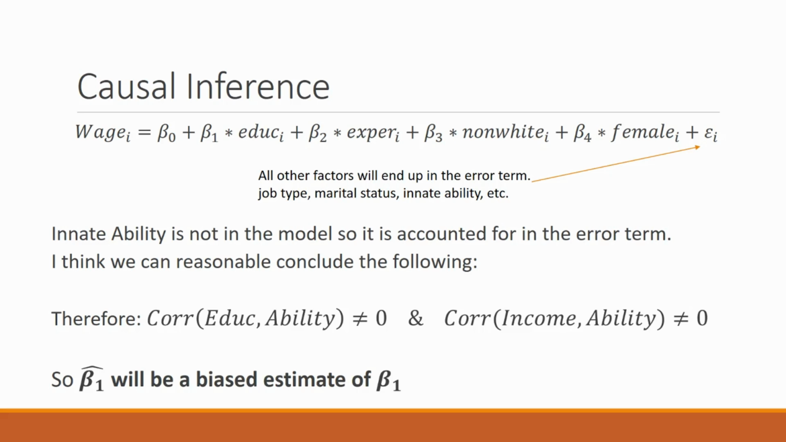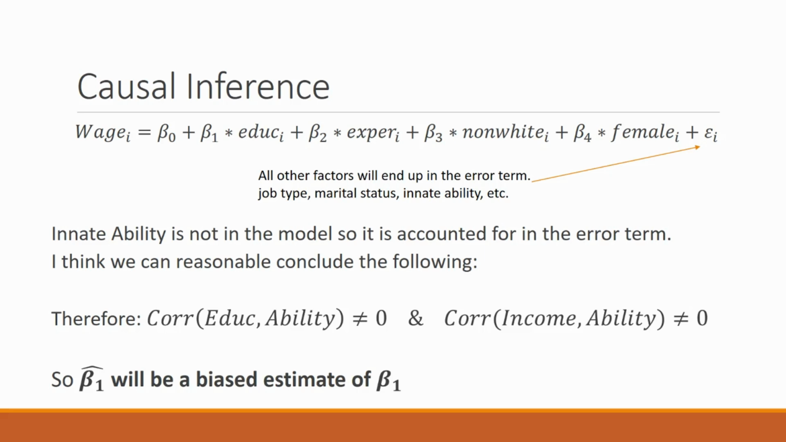All right, we mentioned one of them is innate ability. So let's think about that one. So we think that ability, intelligence, charisma, things like that. So innate ability is not in the model. So it's accounted for in the error term. Now the question is, does the fact that ability is in the error term, is that going to cause an omitted variable bias? Ability is an omitted variable. Will that cause bias? Is that going to cause bias in one of our estimates?